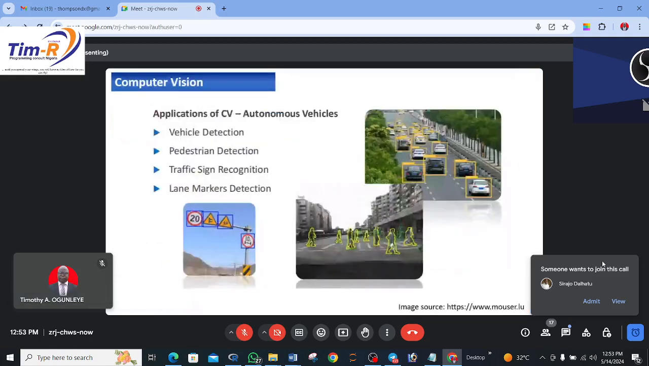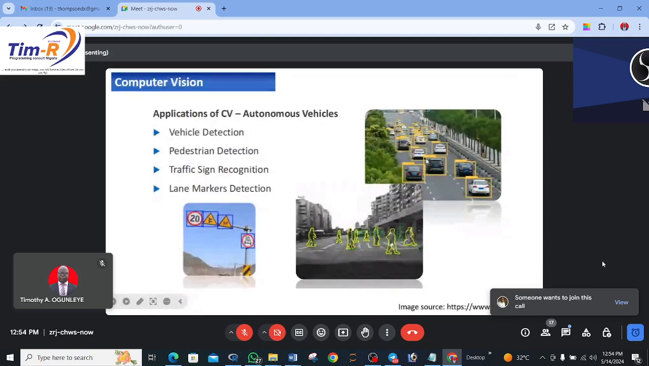So now we can talk about some applications of computer vision in autonomous vehicles. Number one is vehicle detection, which is shown here. Number two is pedestrian detection. Number three is traffic sign recognition. And number four is lane markers detection. Now all these things are peculiar to a working environment, or a country that has a working transportation network and system.